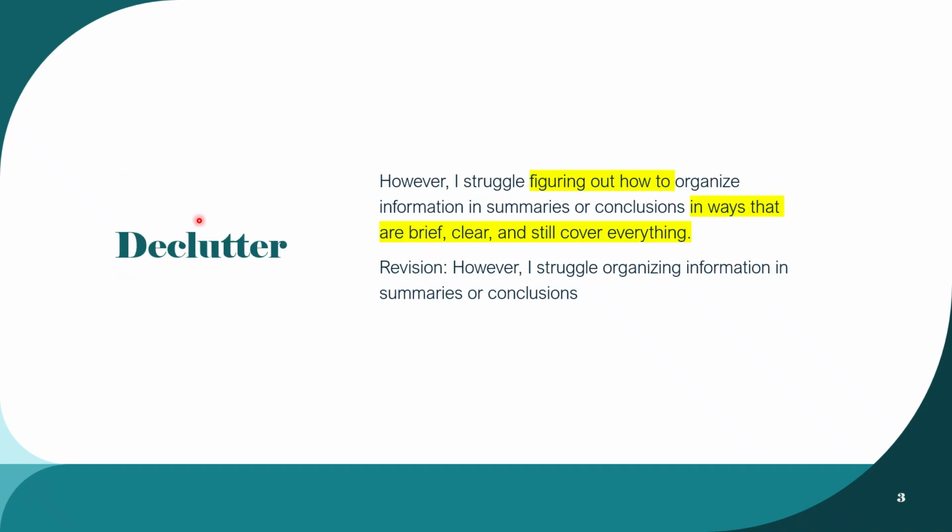Now, the first main toolkit that helped my writing become more cohesive was declutter, which helped me remove excess information from the sentence or paragraph that was just not needed and just fluff. We see the example here. In the first highlight, "figuring out how to" is just extending what "struggle" is, and in the second highlight, "in ways that are brief, clear, and still cover everything" is just extending "organized information." So it's just not needed. So we have the revision. However, I struggle to organize information in summaries or conclusions. It's a lot more cohesive and concise.